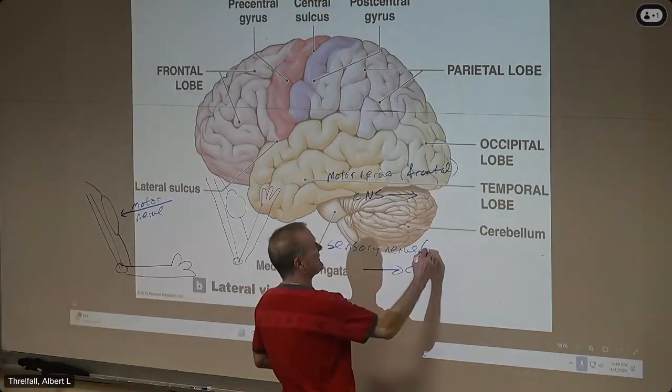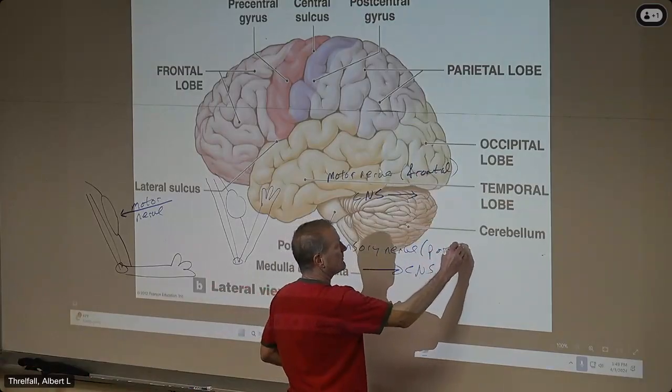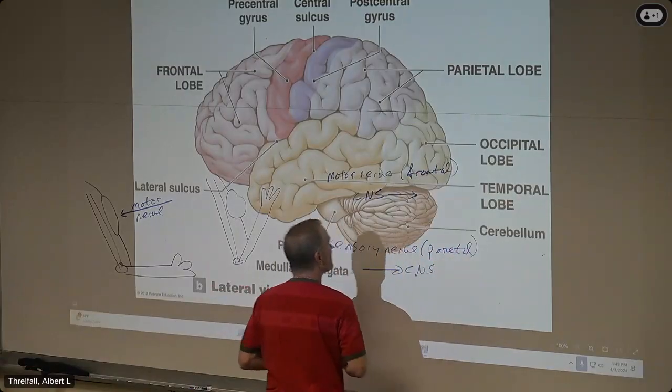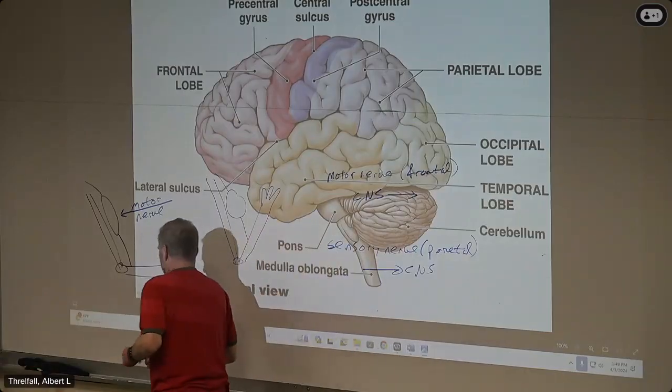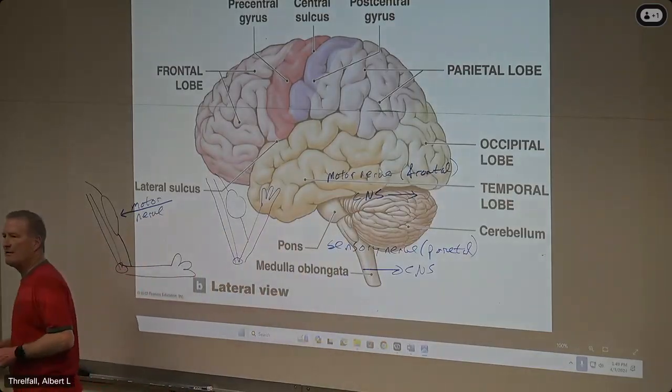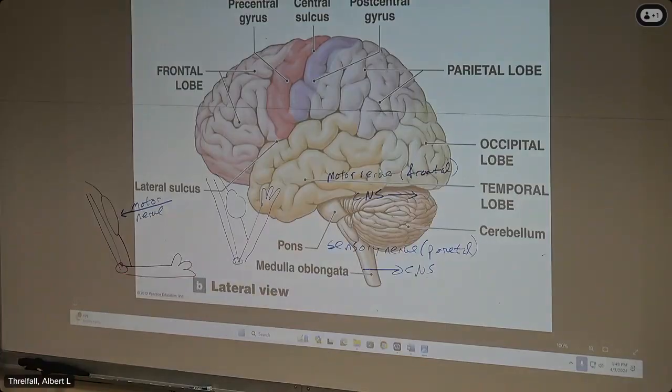For sensory, think parietal. Now these signals travel at lightning speed. Go ahead, touch something again. How long did it take before you felt it? It was instantaneous, wasn't it? No, it wasn't. It appeared to be instantaneous because it's traveling so fast.